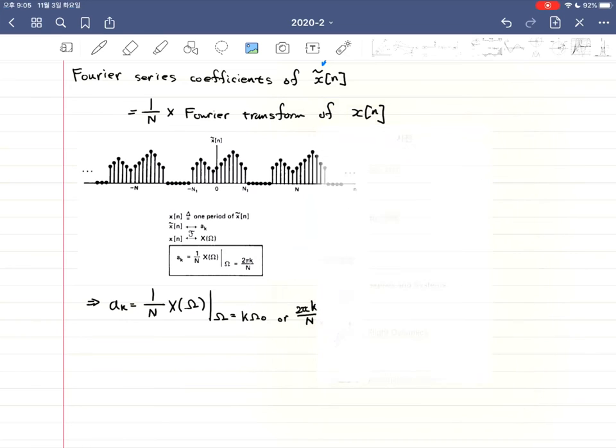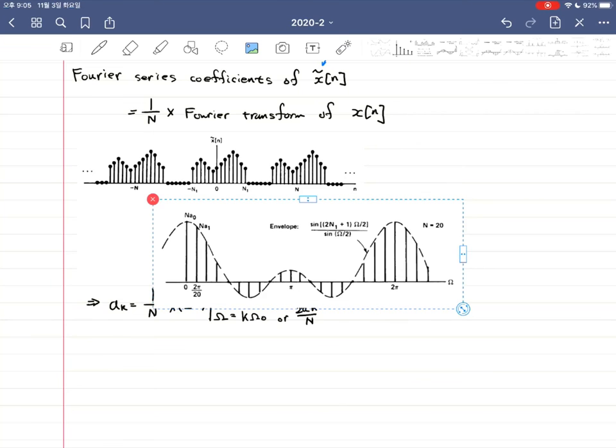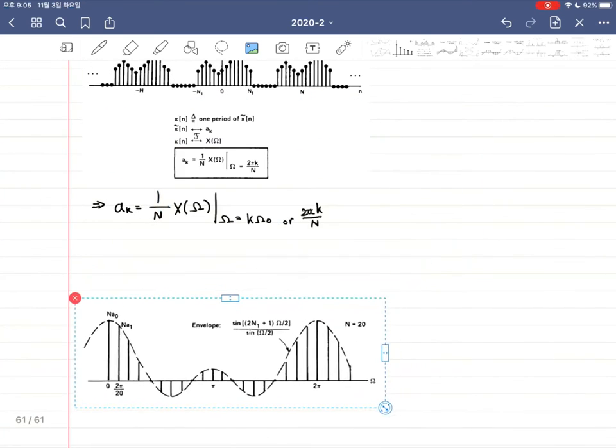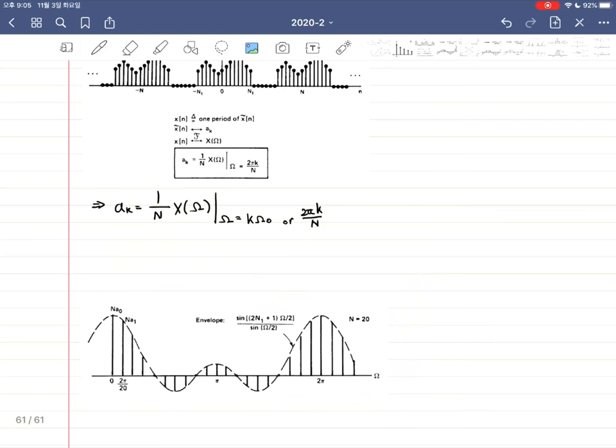Okay, so we start again. So this was for the square wave, right? This was for the square wave. And I'm not gonna plot this wave again.